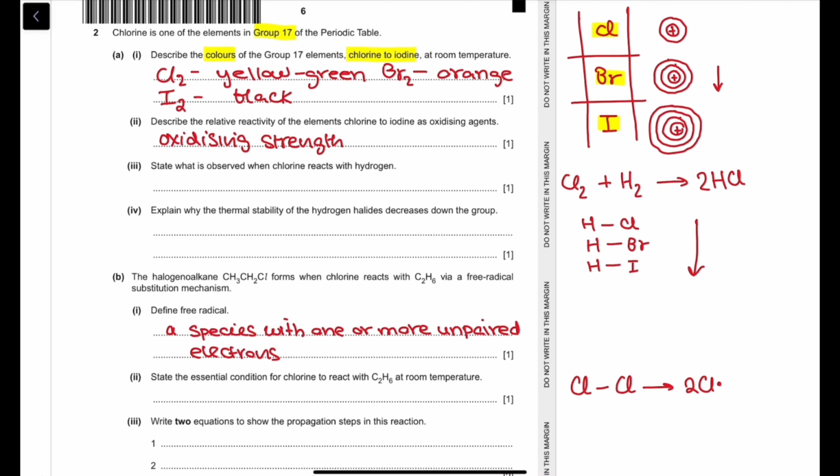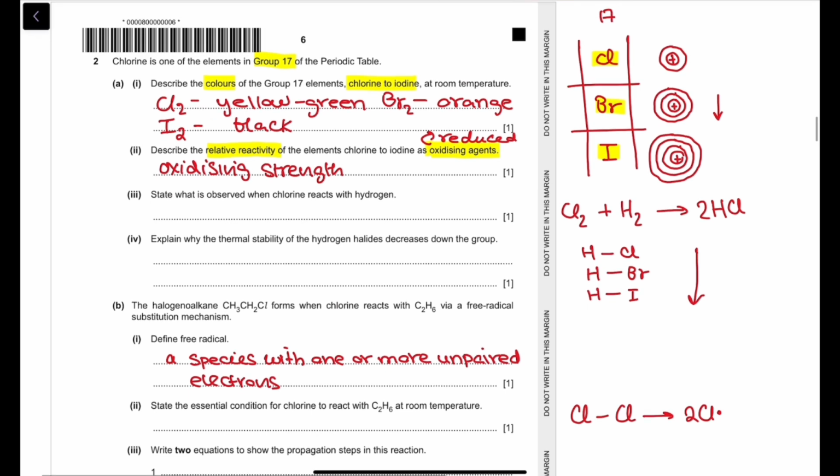The second question asks us to describe the relative reactivity of the elements chlorine to iodine as oxidizing agents. An oxidizing agent itself is reduced, and if we look at group 17, down the group the shielding increases. As a result, the positive nucleus is shielded more and more as you go down the group. That is what attracts the electrons. Reduction is the gain of electrons, so the more shielded the nucleus is, the less able it is to gain electrons as readily. Therefore, the oxidizing strength decreases as you go down the group from chlorine to iodine.